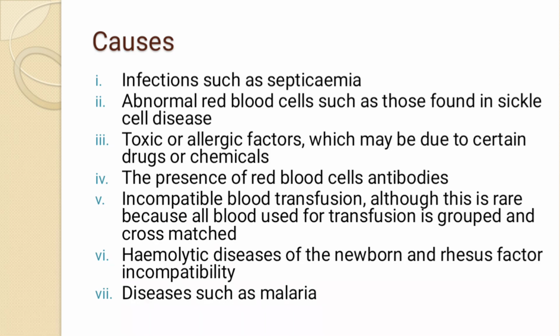The next factor is hemolytic disease of the newborn and rhesus factor incompatibility. That explains why we should always do a rhesus investigation on the ANC profile and also administer vitamin A to prevent hemolytic disease immediately when the baby is born. Diseases such as malaria, of course, can cause hemolysis of the red blood cells.